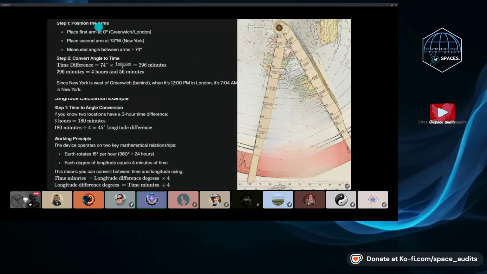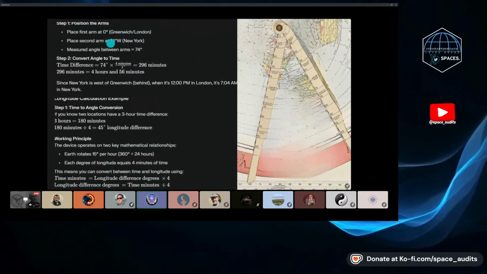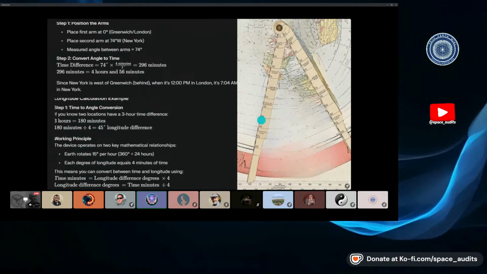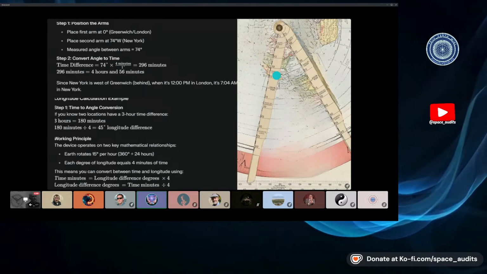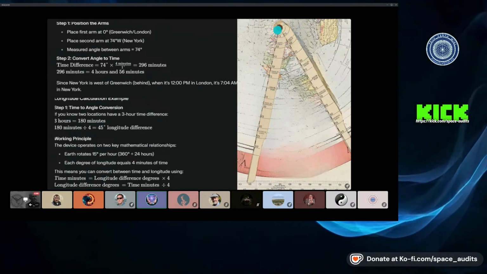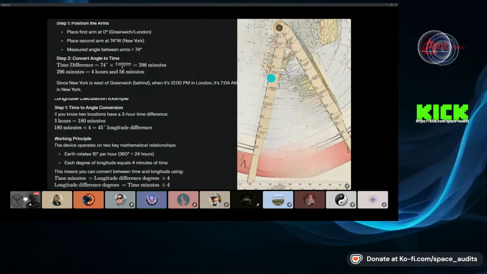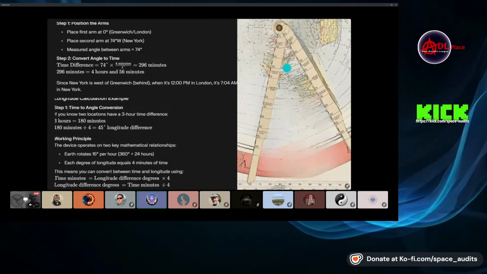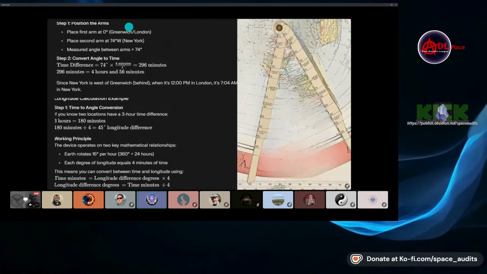If we position it at 0 degrees, at Greenwich, and we position the second one at 74 west, so pretend this one's over here, pretend this one's over here, we have an angle between these two, which would be about this big, and this angle would be about 72 degrees. That's how you're supposed to use this. You'd set this along the destination city, you'd set this along the other city, you'd measure this angle, and that's where you get 74 degrees.